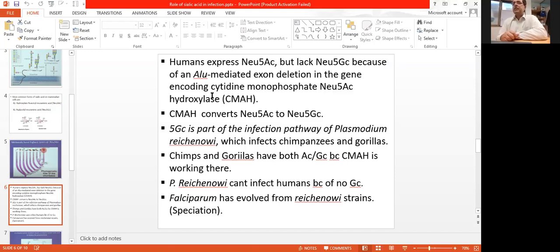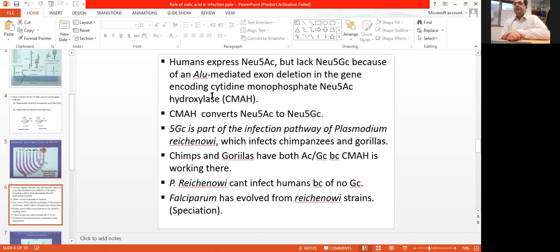This NEU5GC is present on the RBCs, or the red blood cells, of chimpanzees and gorillas. It's highly expressed there. And it is required for entry of this Plasmodium species into the RBCs of gorillas and chimpanzees. And that's why this particular species causes malaria in chimps and gorillas. But chimps and gorillas have both AC and GC forms of this sialic acid.